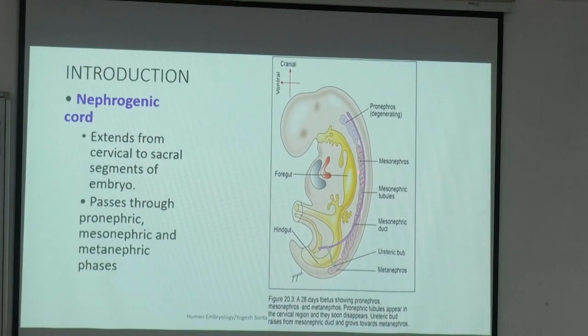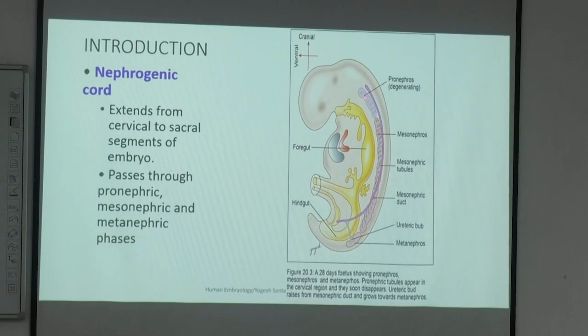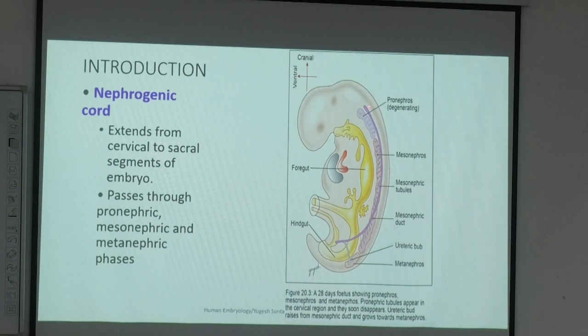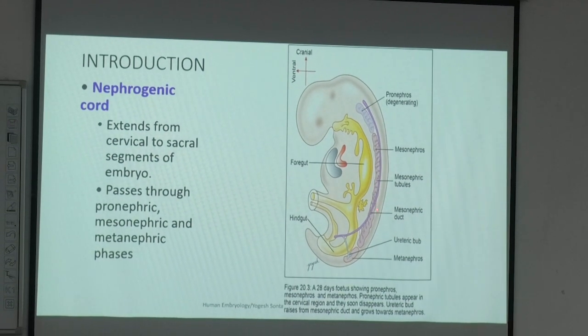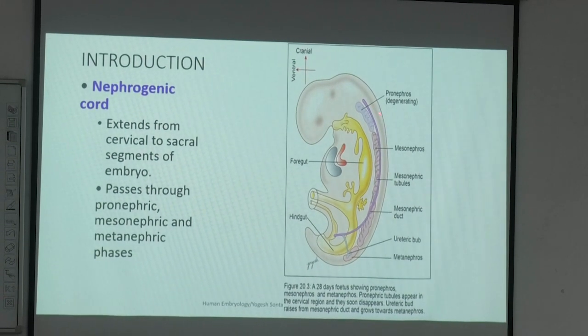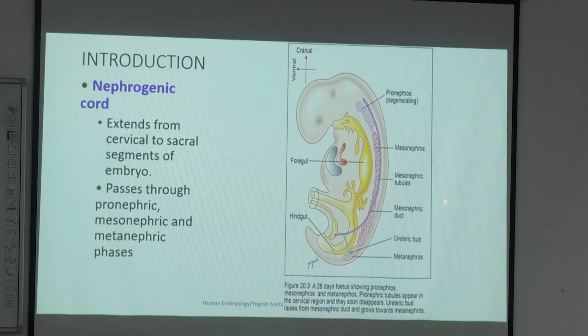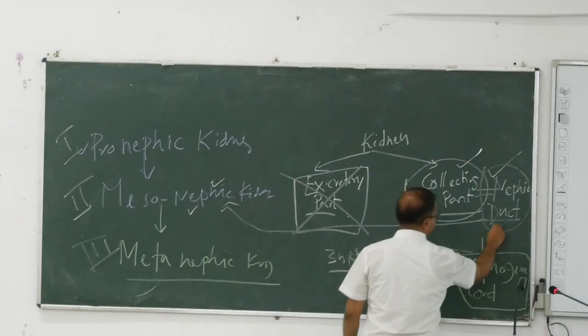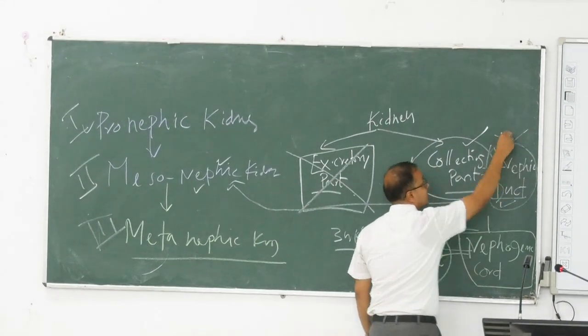Now if you see this picture, we have this nephrogenic tissue, and behind this nephrogenic tissue we have a tube-like structure running on the back side. This tube-like thing which you are seeing here is what we call the mesonephric duct, also known as the nephric duct. That is what we are focusing on here.